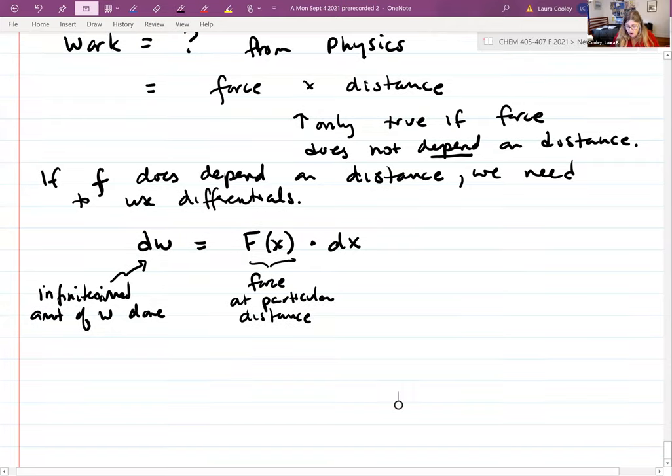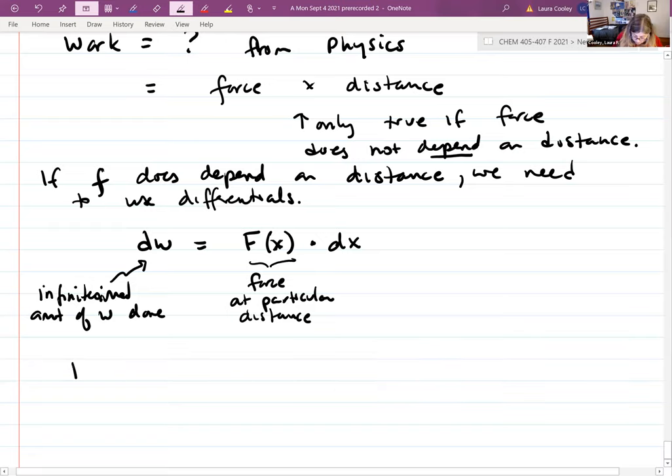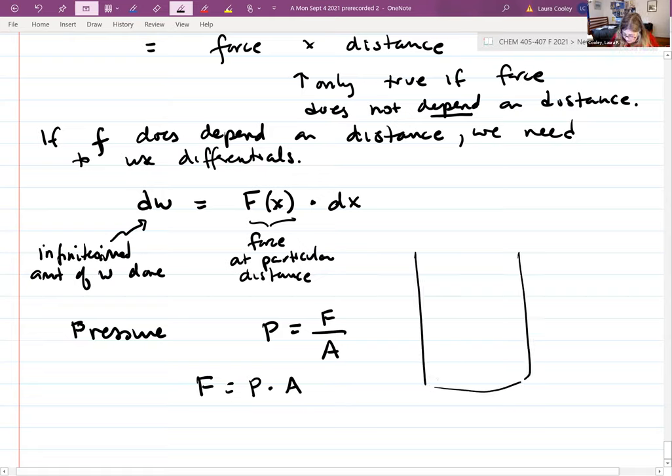All right, well, okay, in this class, we're talking about expansion work. The force, well, we really talk about pressure. And pressure is force per unit area. So that means that the force we're talking about is pressure multiplied by area. So let me draw a system again.